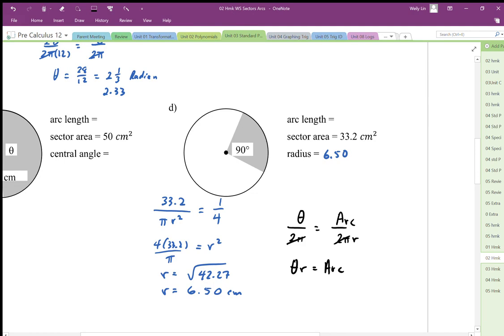Now we don't need to remember this formula because we can always set up the proportion. So if I have theta r, I need to use radians, so I'm going to use pi over 2 times the radius, which is 6.50. So the arc length works out to be about 10.21 centimeters, and that works out to be theta, which is pi over 2, times the radius, which we worked out to be about 6.50.